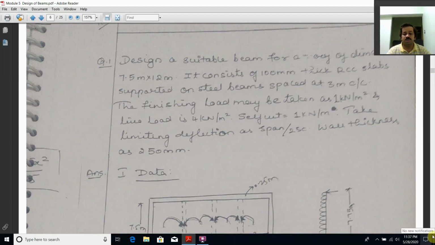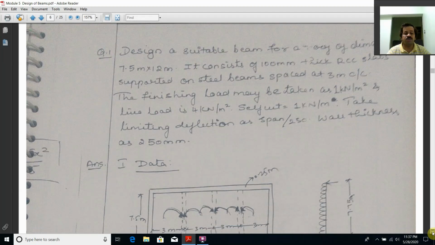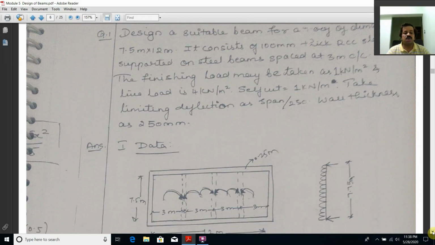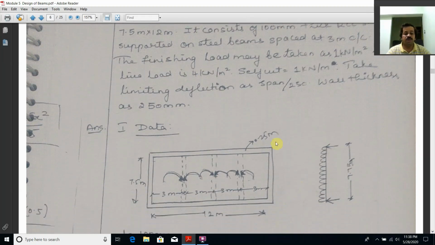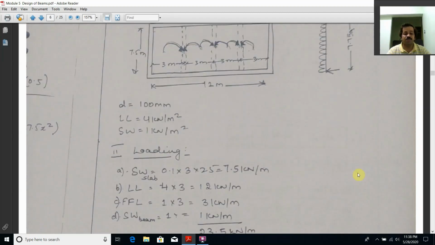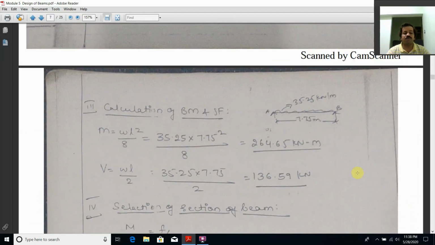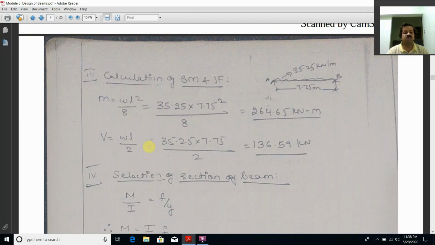7.75 is nothing but the effective span, that is center to center. So here the span of the room is given as 7.5, and the wall thickness is given as 250 mm. So 7.5 plus 250 by 2 plus 250 by 2, I get 7.75 meter as the effective span in the problem. Hence apply that effective span and calculate the bending moment and the shear force. Once you have done that, the next step is to calculate a suitable section.